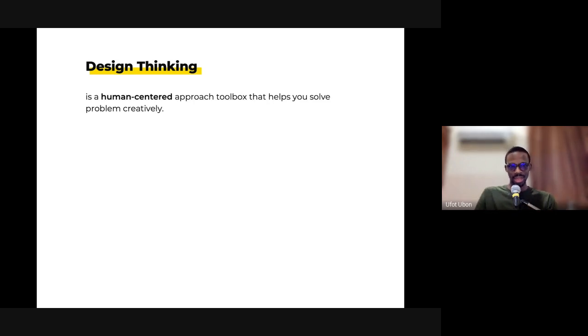And design thinking, it's because it is human-centered. It is human-centered. The goal is to see to it that truly all humans are united. Every role comes together. Every role.